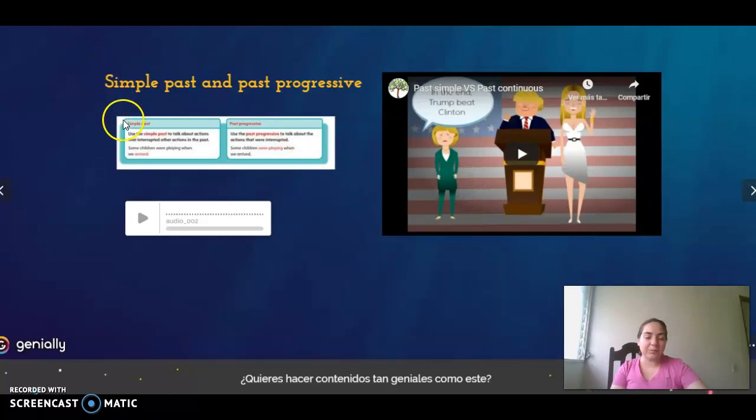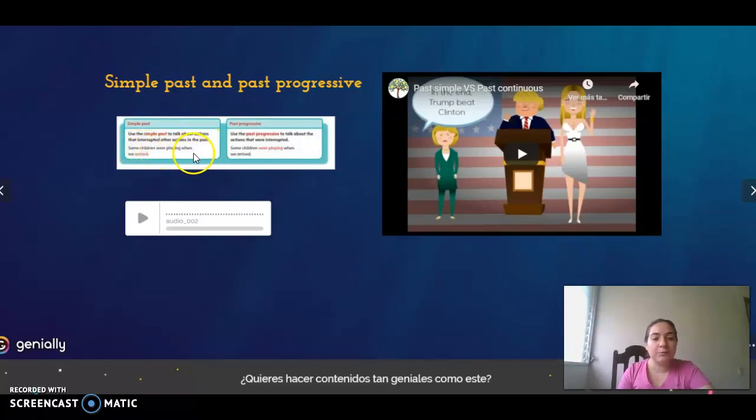And now I'm going to explain about simple past and past progressive. You can see, use the simple past to talk about actions that interrupted other actions in the past. Example, some children were playing when we arrived. Okay, if you can see, arrived is the verb in simple past.